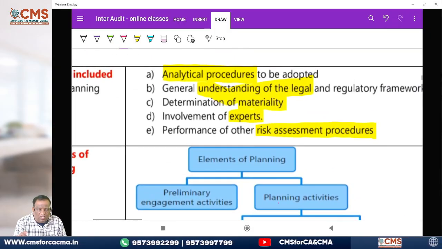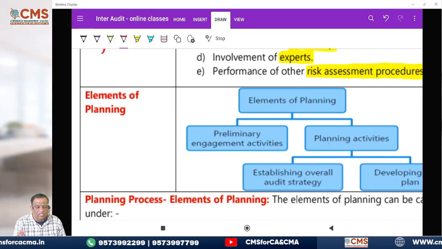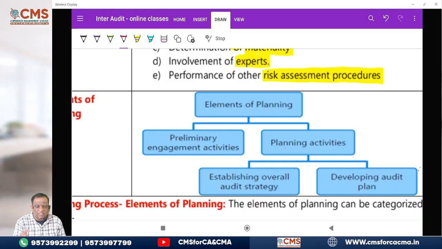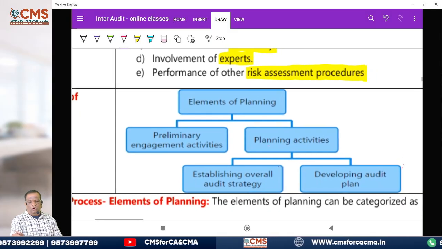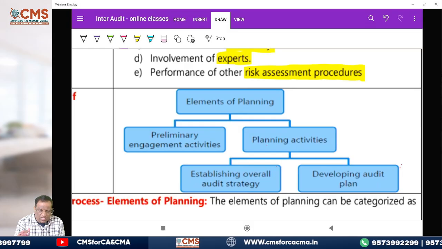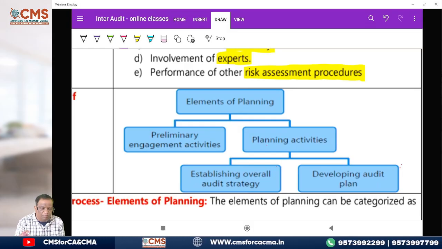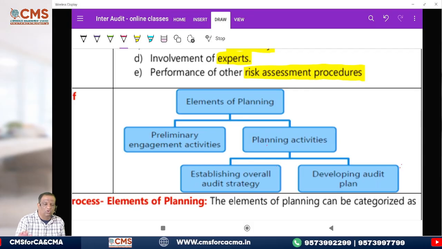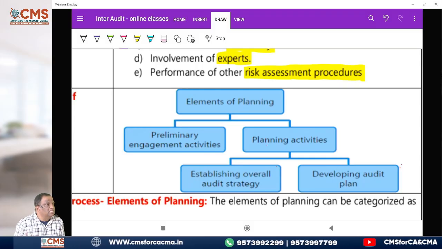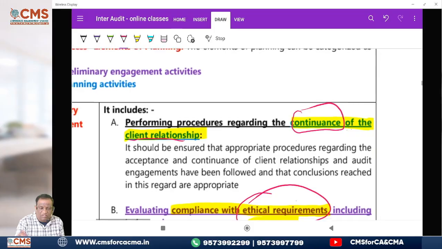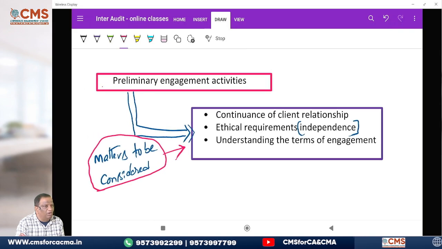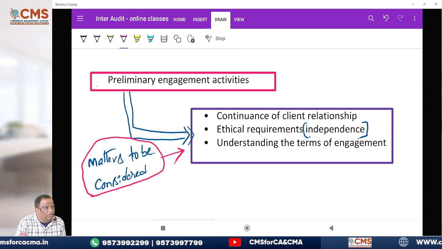Then, what is the structure of the elements of planning? The elements of planning include preliminary engagement activities and planning activities. Let me hold a minute here and give you a little more clarity. In this chapter, we have only three words: strategy, plan, and program. But before I prepare my strategy, I perform something called preliminary engagement activities. Even to form a strategy, I need certain basic elements. That is why you perform preliminary engagement activities.